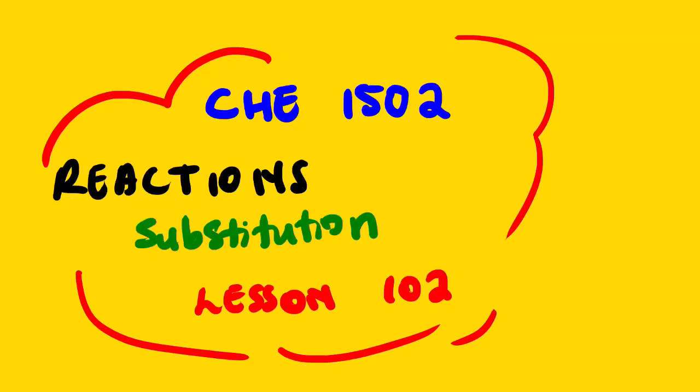Our lesson for today will be looking at Chemistry 1502. The topic for today is reactions. We'll be looking at substitution, lesson 102. Let us start. There are different types of reactions. We have addition reaction, we have elimination, we have substitution.